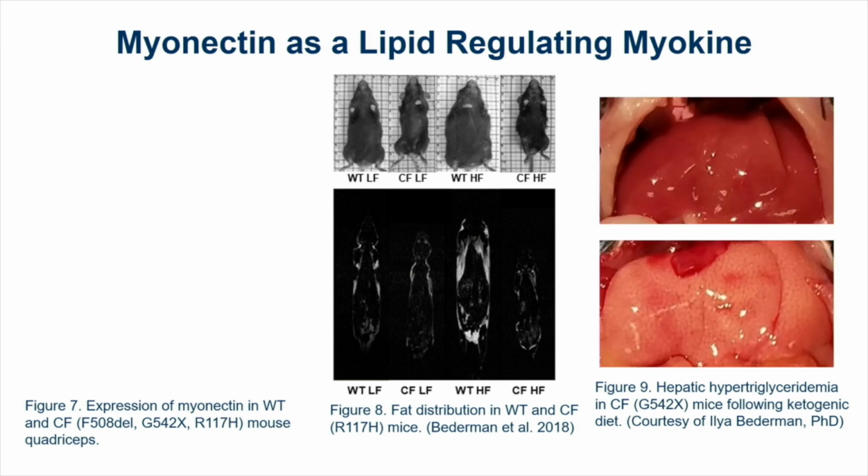Instead, what we find is when the CF mice are put on a high-fat diet, they accumulate fat in the liver, which you can see in the bottom panel of figure 9 by the fatty liver.